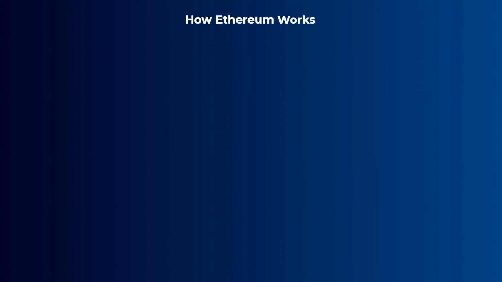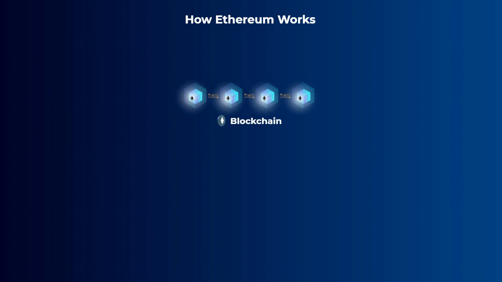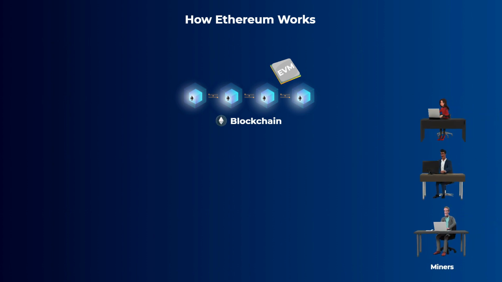Before we explain the gas fees, you first need to understand how Ethereum works in the first place. So, Ethereum is a decentralized blockchain, but what makes it special compared to the Bitcoin blockchain, for example, is something called the Ethereum Virtual Machine, or the EVM for short. You can think of this EVM simply as a piece of software that all the miners on the Ethereum network run.